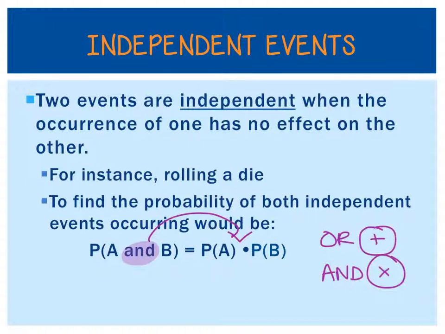Is it harder to get two things or one of two things? Obviously both, right? So when you get an and, you're multiplying. When you multiply fractions, you make them smaller. You're making your odds less likely. When you're adding, you make it more likely.